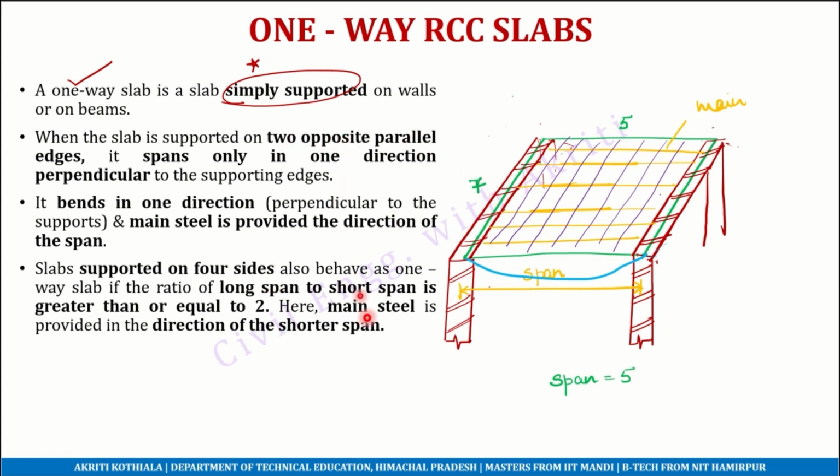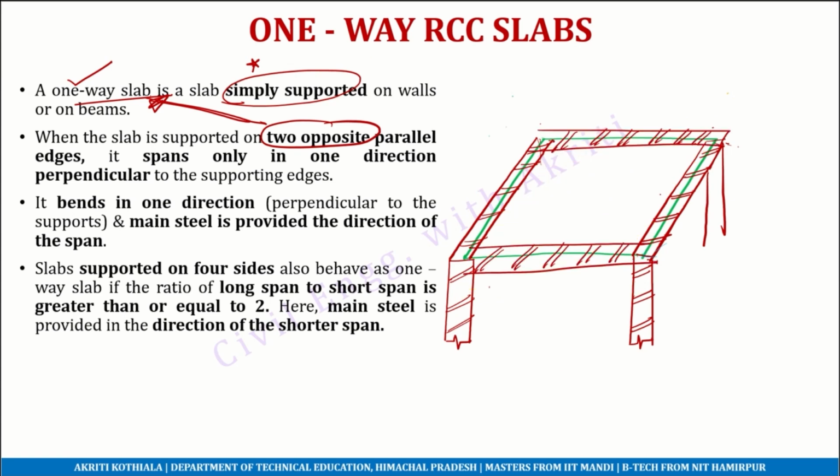So here we saw that the slab was being supported only on two sides. So it was very easy for us to determine that if the slab is being supported on two sides, it will simply be a one-way slab. Let's say that now we have a slab which is being supported on all the four edges. So now the slab can be of two types. One, it can be a one-way slab or it can be a two-way slab. So we have to determine whether it is a one-way slab or a two-way slab.